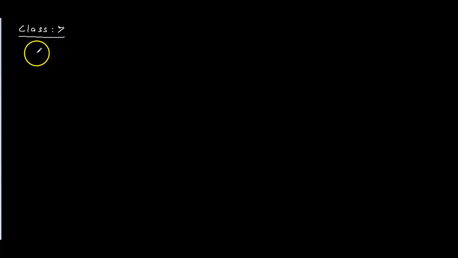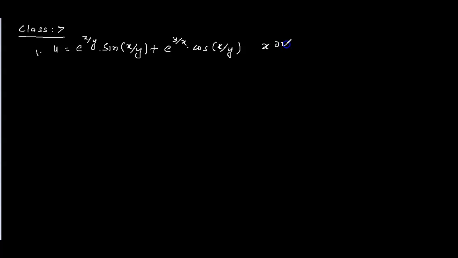In this lecture we'll discuss some problems based on Euler's theorem. The first question: u is equal to e to the power of x by y sine of x by y plus e to the power of y by x cos of x by y, and we have to prove that x into del u by del x plus y into del u by del y is equal to n into u, so this is equal to 0. We have to prove it.